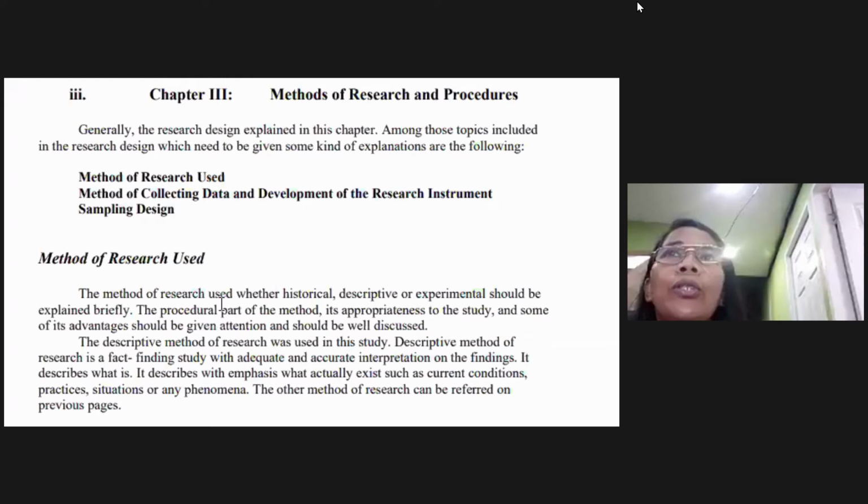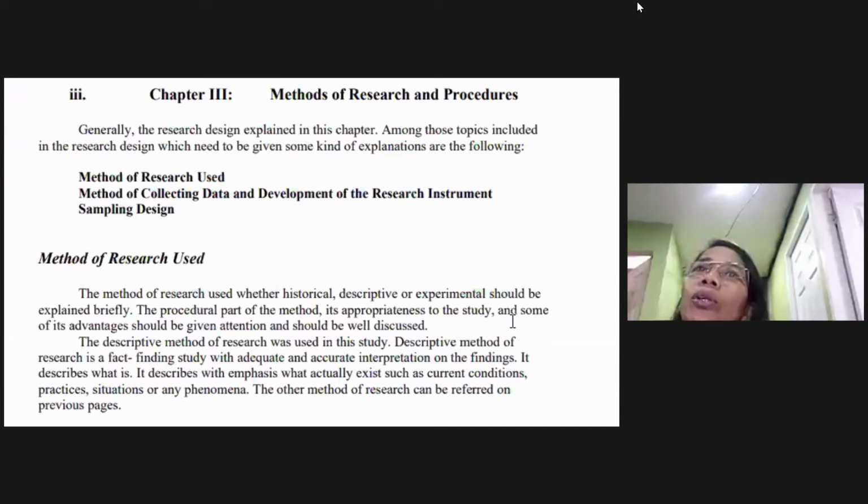Part of the method, its appropriateness to the study and some of its advantages should be given attention, should be well discussed. Ito ay bakit yun ang pinili mo, kailangan mo yun ma-discuss kung bakit experimental ang type of method mo. So you need to explain that.